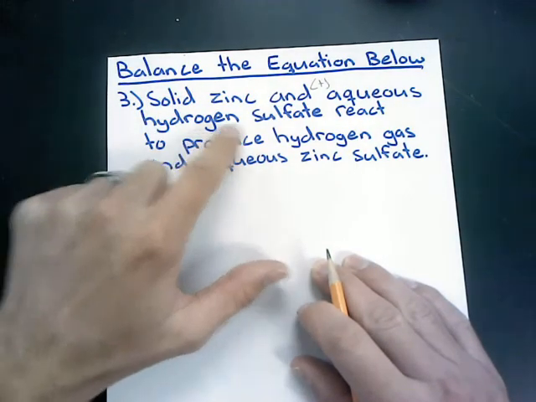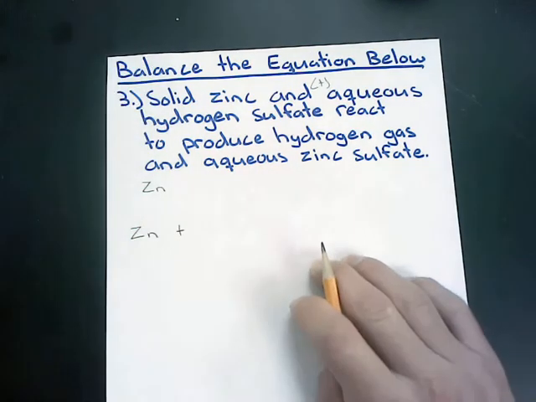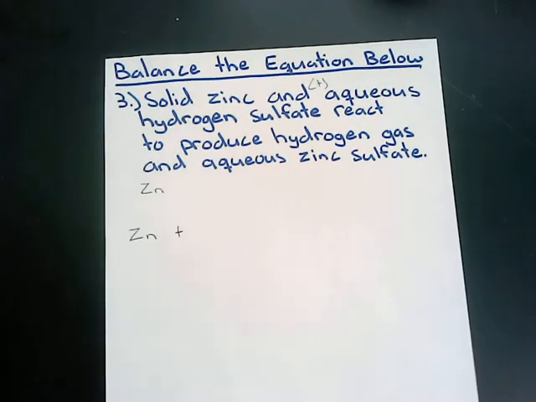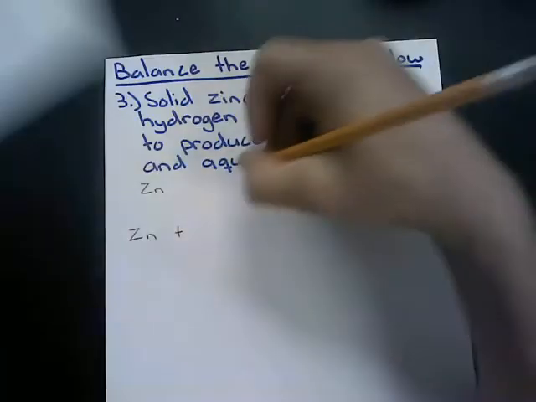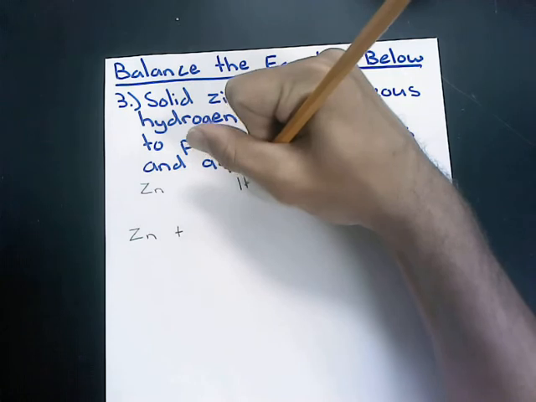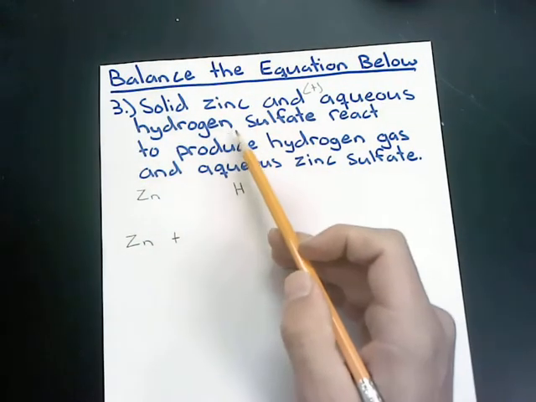And we have hydrogen sulfate. Now, this is a compound, and it does have a particular charge associated with it. So we first find hydrogen. That is on the periodic table, and hydrogen is over here. It's H, and yes, it is boxed in, but we only do H2 if it's by itself.